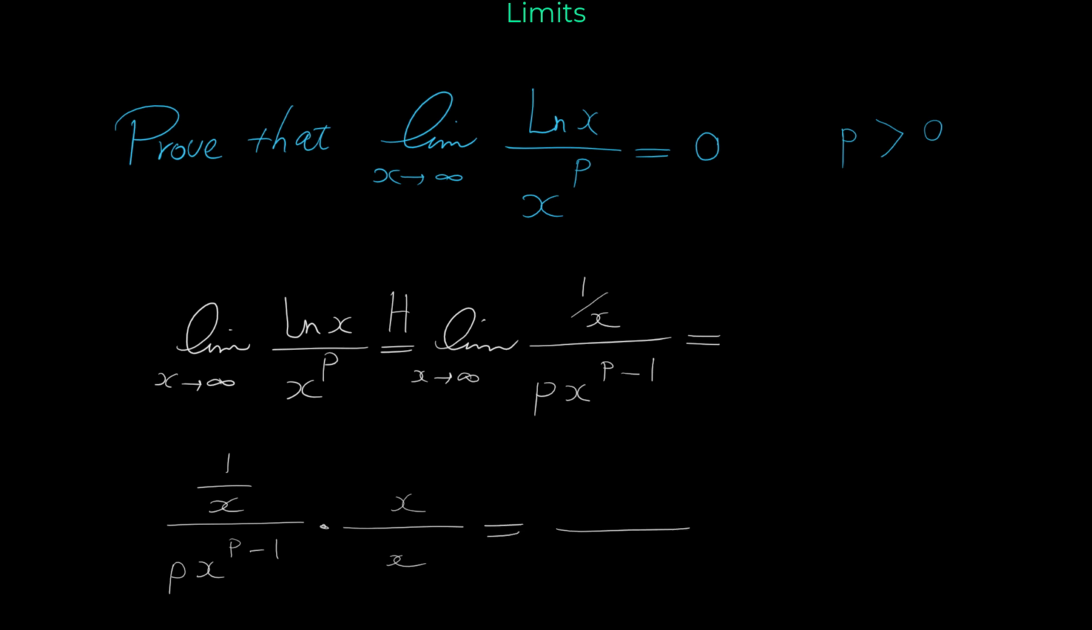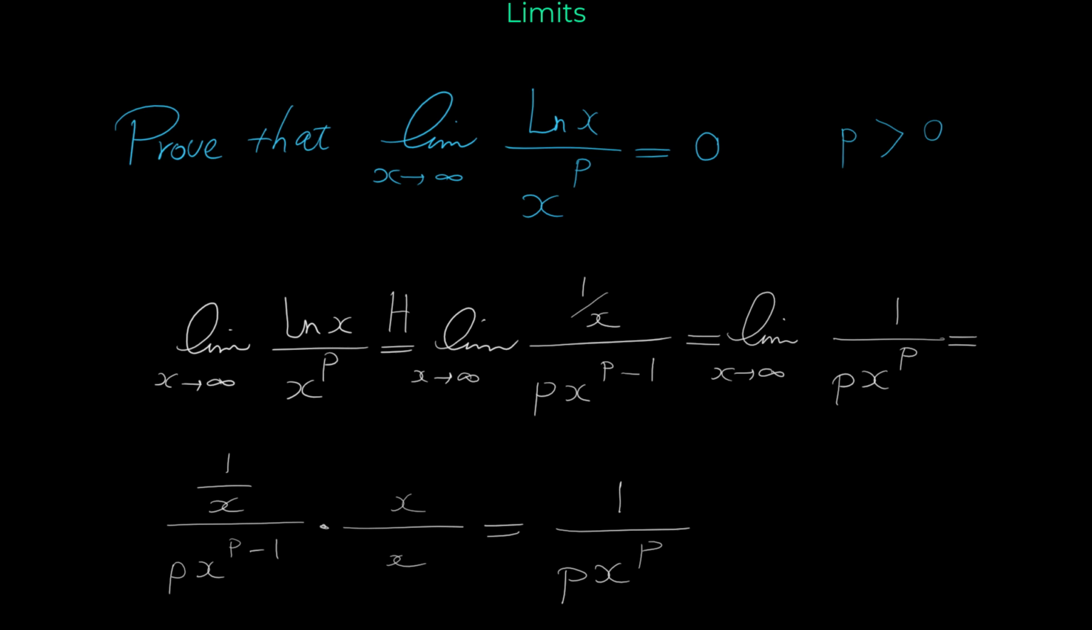By doing so, 1 over x times x in the numerator would be 1. And if you multiply x to the power of 1 by x to the power of p minus 1 here, if you add the powers, p minus 1 plus 1 would be p. So in the denominator we get p x to the p. So after simplifying 1 over x over p x to the p minus 1, we have this limit of 1 over p x to the power of p as x approaches infinity.